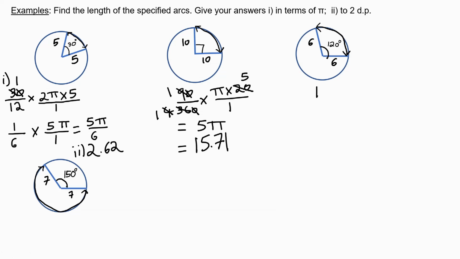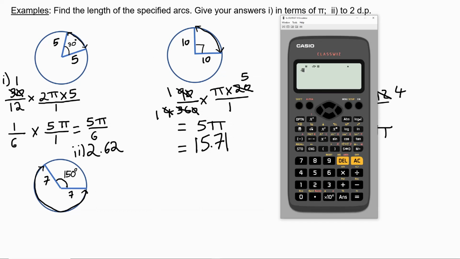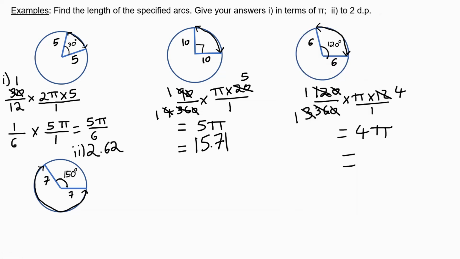And lastly, the angle is 120. It doesn't matter that it's obtuse, so I have 120 out of 360 times pi times 12 all over 1. I can cancel out the zeros. 12 into itself goes once. 12 into 36 goes 3. 3 into itself goes once. 3 into 12 goes 4. So we end up with 4 pi times 1 over 1, which is 4 pi. And to 2 decimal places again, we can do 4 times either 3.14 or shift pi, 12.57 to 2 decimal places.